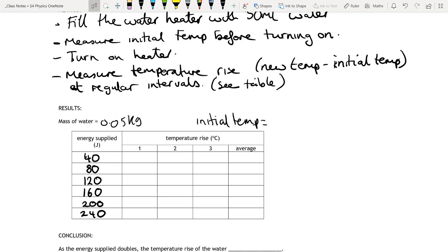You don't need to pause it or anything in between, you can just leave it going. Write down what the temperature rise is, leave it going. When it gets to 80, do it again. When it gets to 120, do it again. So it's quite a quick experiment. If you get one full set, then you can repeat. You don't need to get fresh water.